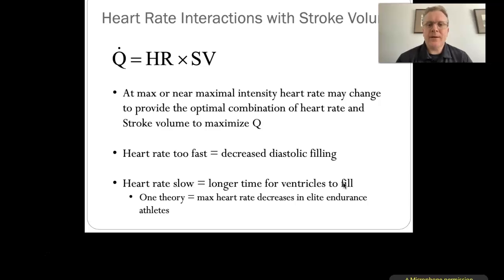So at max or near maximal intensity, you're going to see heart rate change to make sure that we have that combination of heart rate and stroke volume to maximize how much blood we're pumping per minute.